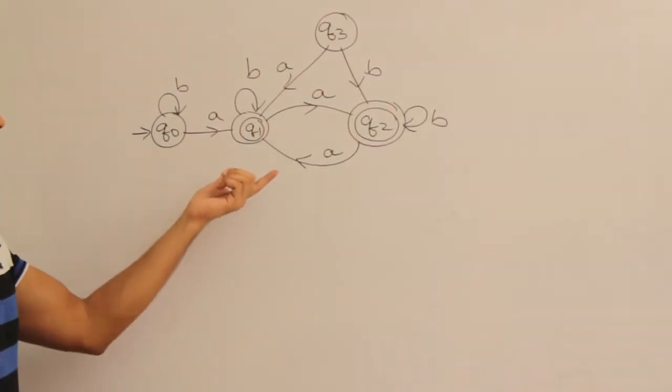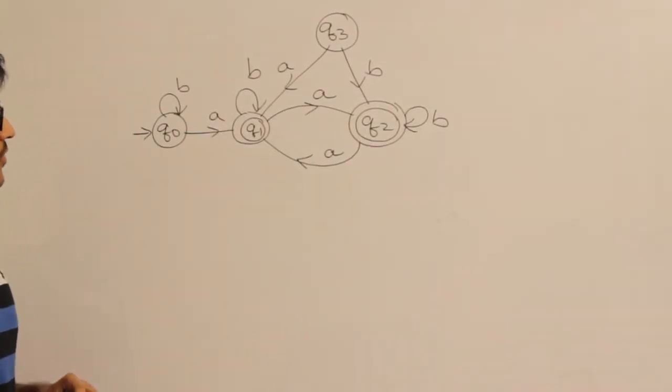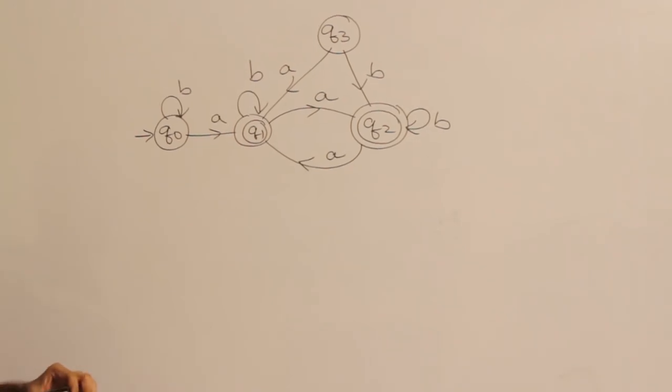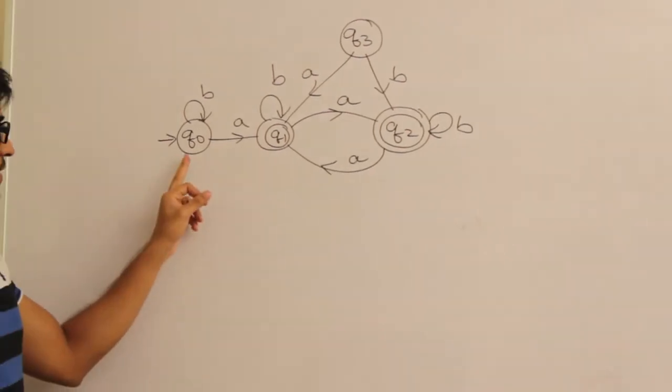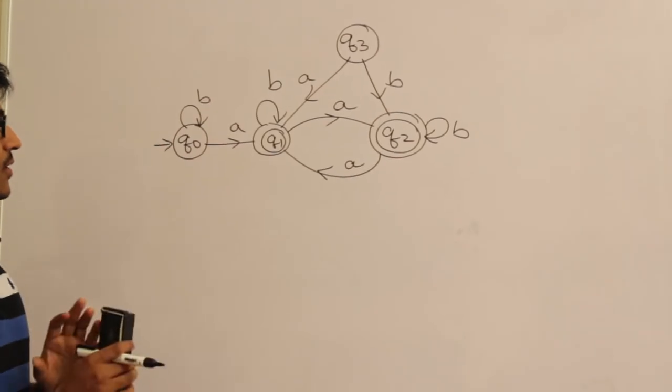Now this question is given in one of the previous GATE papers. Now we have to minimize this DFA. Always remember, the first rule is: if any state is not reachable from the initial state, you have to delete it.